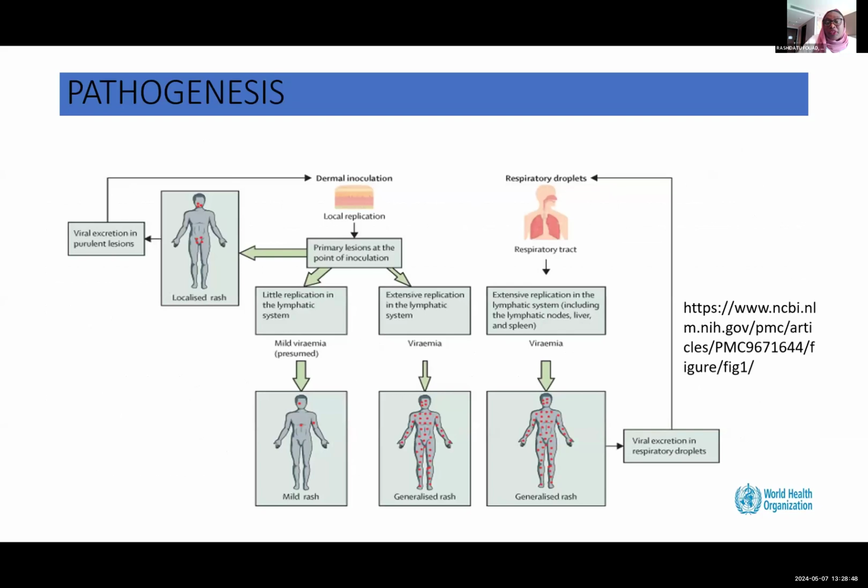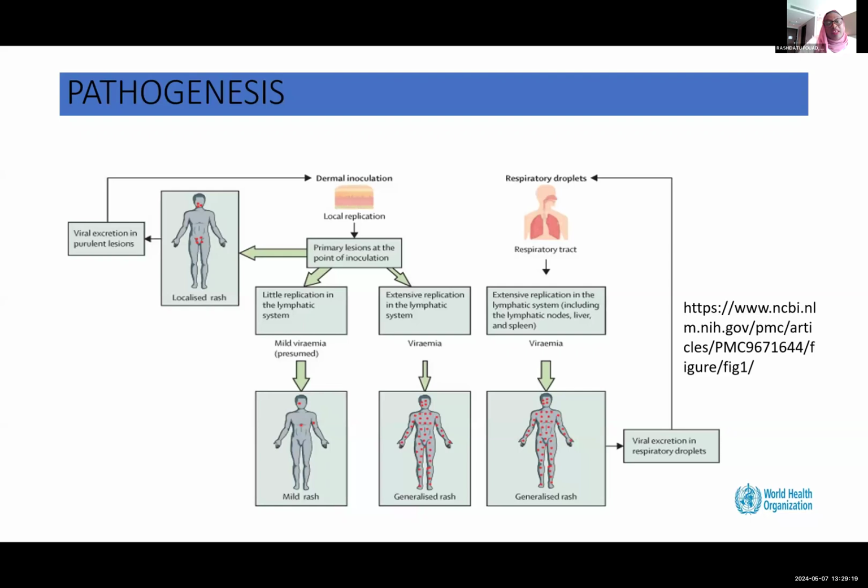So this is just a pictorial view of what I'd already said. I did mention that we can have transmission through skin and also through respiratory droplets. And from the skin, you can have your local replication, and then you'll have the primary lesions, which could be a localized rash, or you can have some little replication in the lymphatic system, and then you can have a mild viremia, and you can also have mild rash.